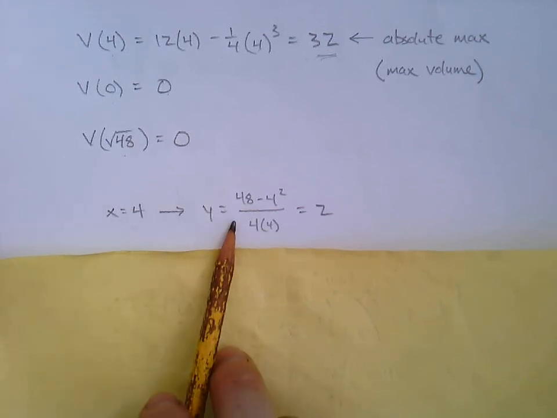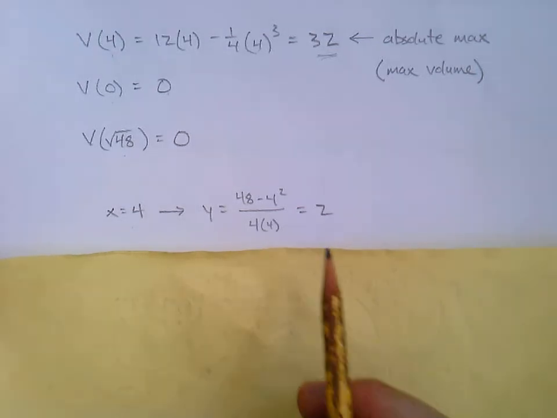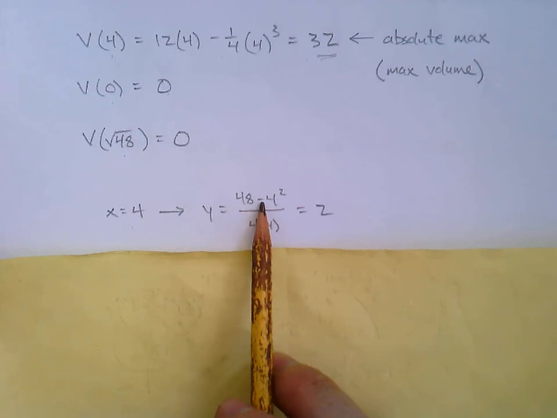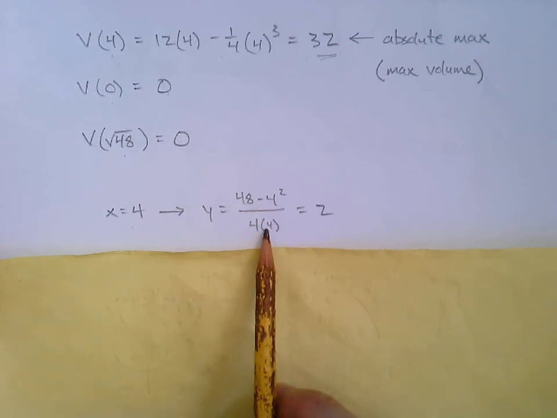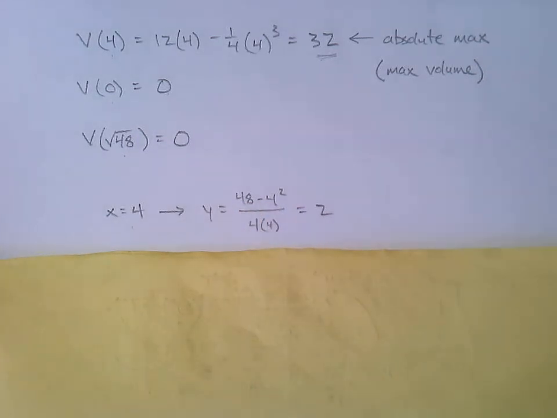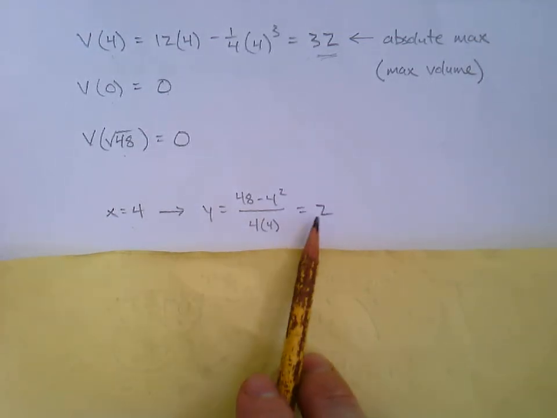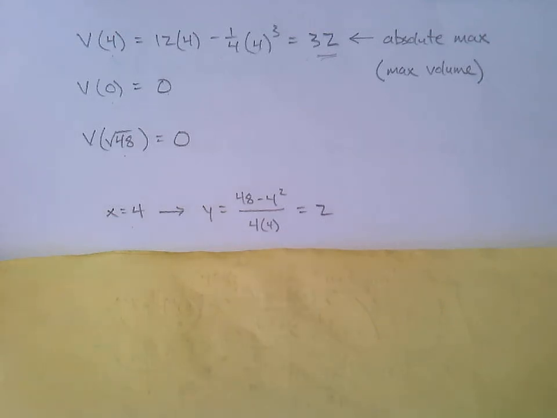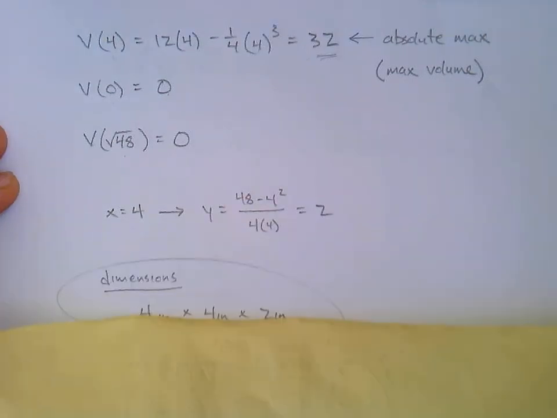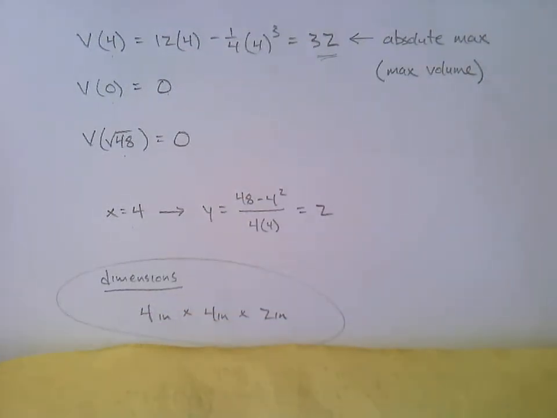We need the y value as well. Well, we could go back to y equals x squared over 4x, way back from the beginning when we first solved for y. We could plug our 4 into that, and we'll get a 2. So considering the drawing of that box, that it was x by x by y, we can say the dimensions are 4 inches by 4 inches by 2 inches.